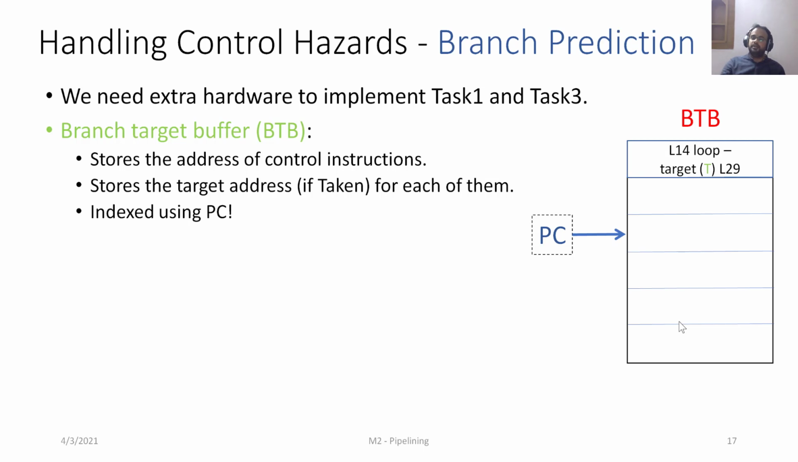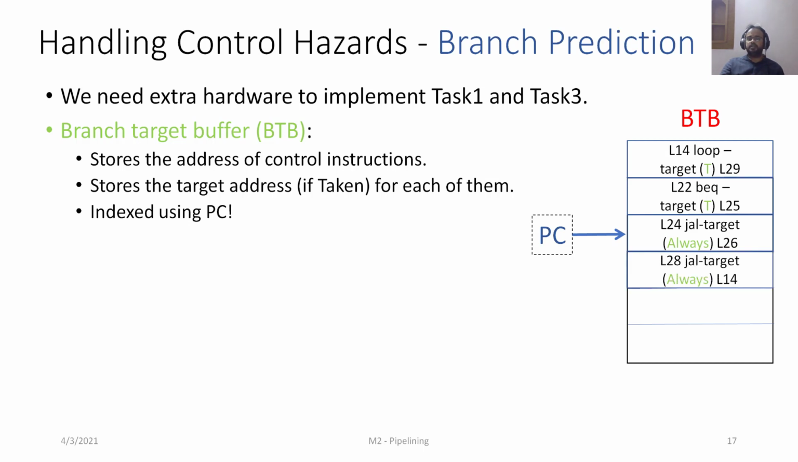There was a branch instruction in line number 14, which if it were taken would have gone to line 29. Another BEQ was there in line 22. If it was taken, the control would have reached L25. And there was a JL instruction in line 24, which always will be taken, and the control would reach L26. The same thing would happen for the JL instruction in L28. It is always taken and it would go to L14, right?